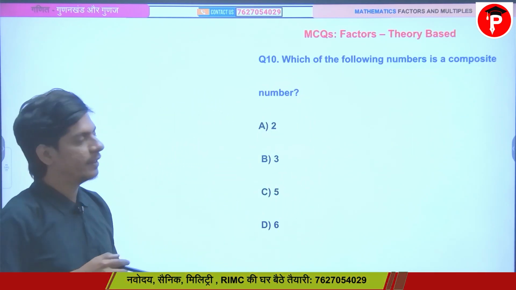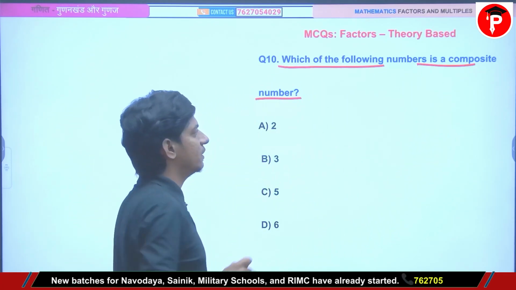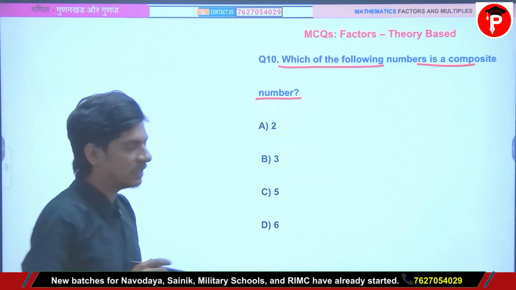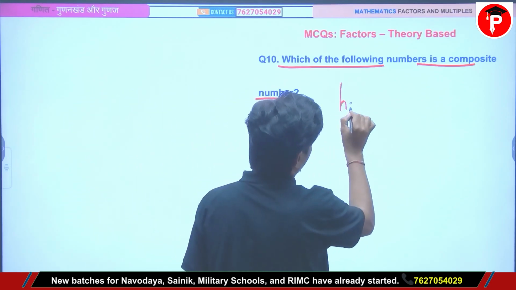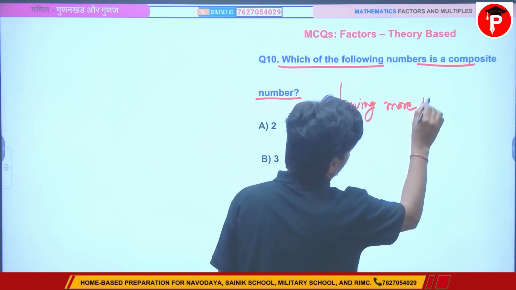Next, which of the following numbers is a composite number? Yes, a composite number is a number having more than two factors.